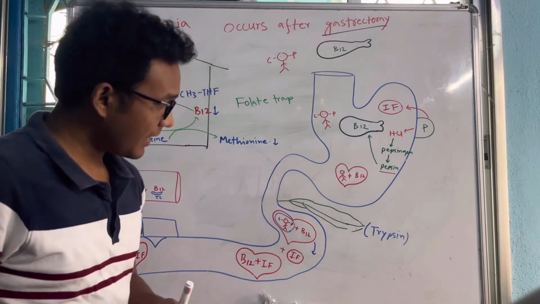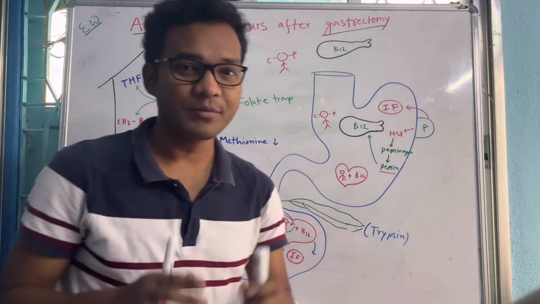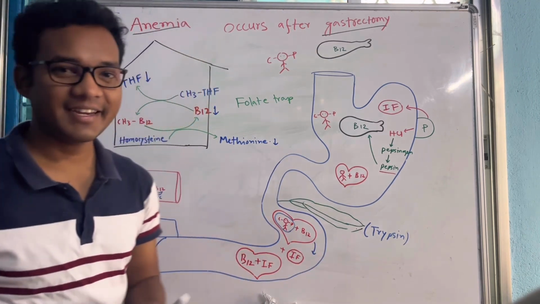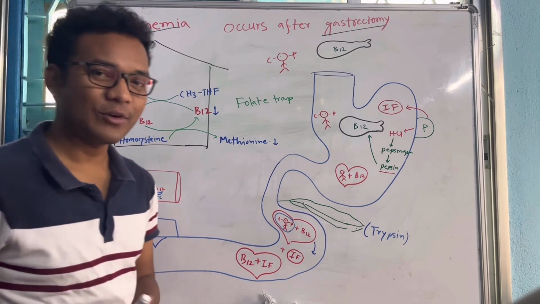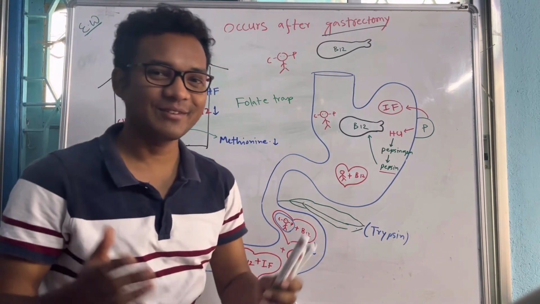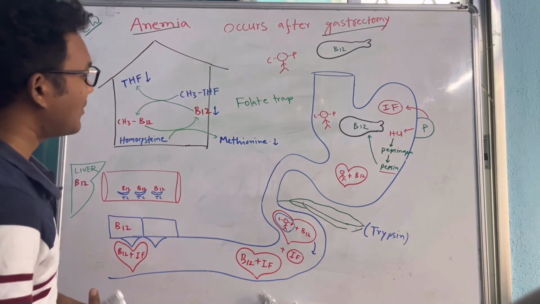We know that in our life there are 4 types of trap. First trap was your NEET, second trap will be your NEET PG, third trap is folate trap, and fourth trap will be your marriage. Okay, now what is folate trap?